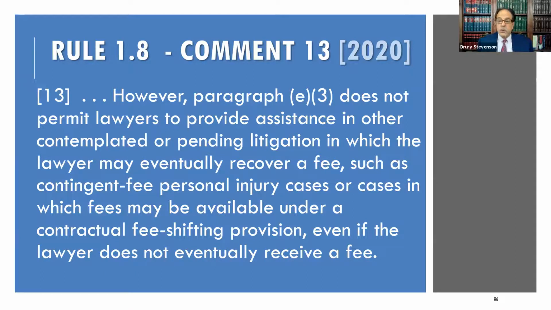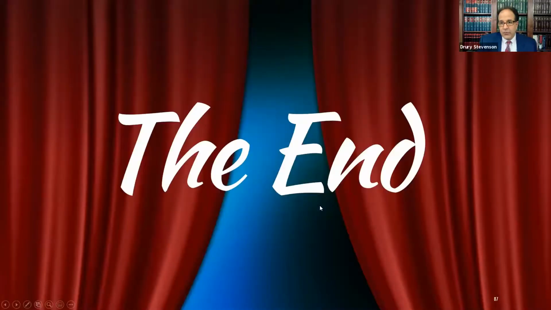In other words, this exception only applies if you've offered up front or agreed up front to do the case pro bono. You may think, well, it's pro bono until we win, right? Because I might not win anything because it's a contingent fee. That's not pro bono. Pro bono is you've agreed to do it without even getting a fee if the client wins. And they want to make sure that you understand that under the rule. That concludes our lecture about the new rule, Model Rule 1.8(e)(3).